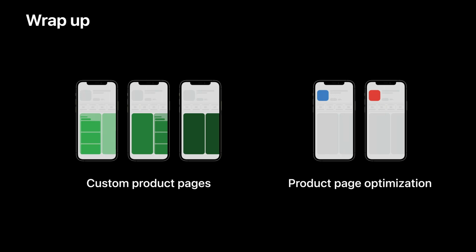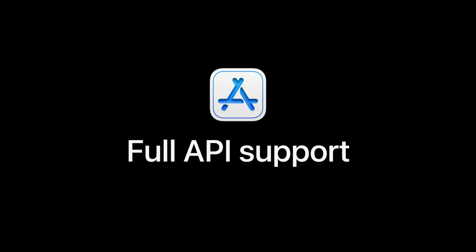So these are the new ways you can optimize your App Store product page. Custom product pages gives you the flexibility to highlight specific content and features in your app. Product page optimization helps you determine the visual assets that your users find most appealing. Lastly, all the functionality we just discussed for both features will be supported by the App Store Connect API. A full API spec will be published later this year.